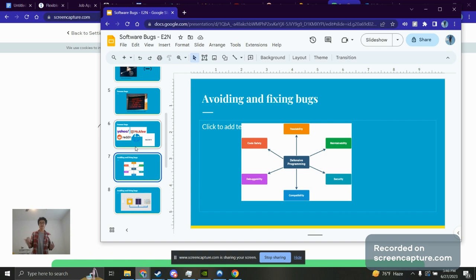Now, how do developers avoid bugs? The first one is defensive programming, which basically means writing code that is readable and accessible. This makes spotting and fixing bugs much easier.